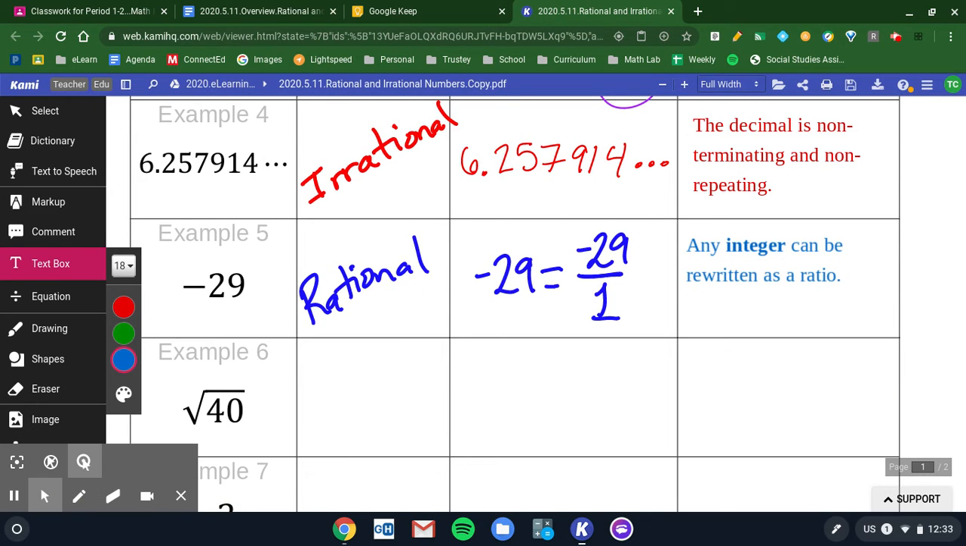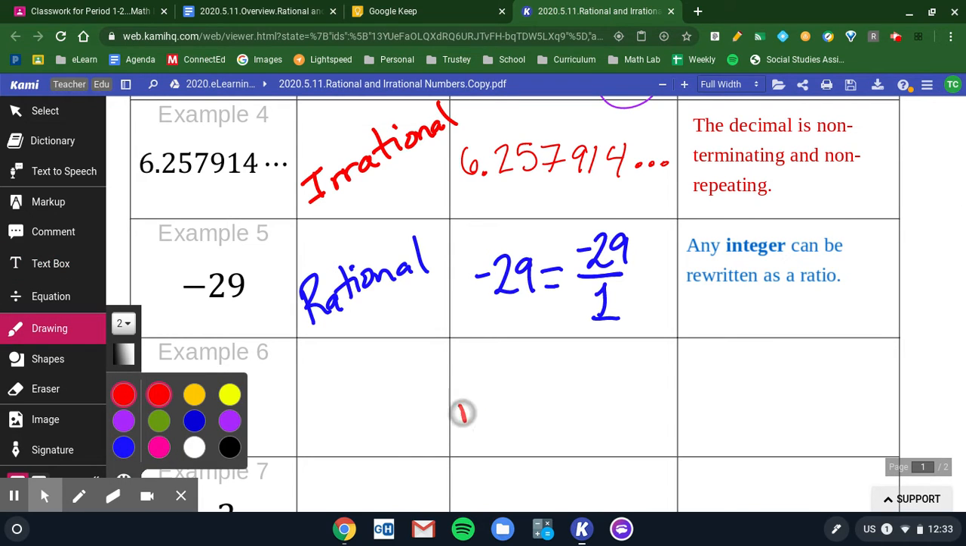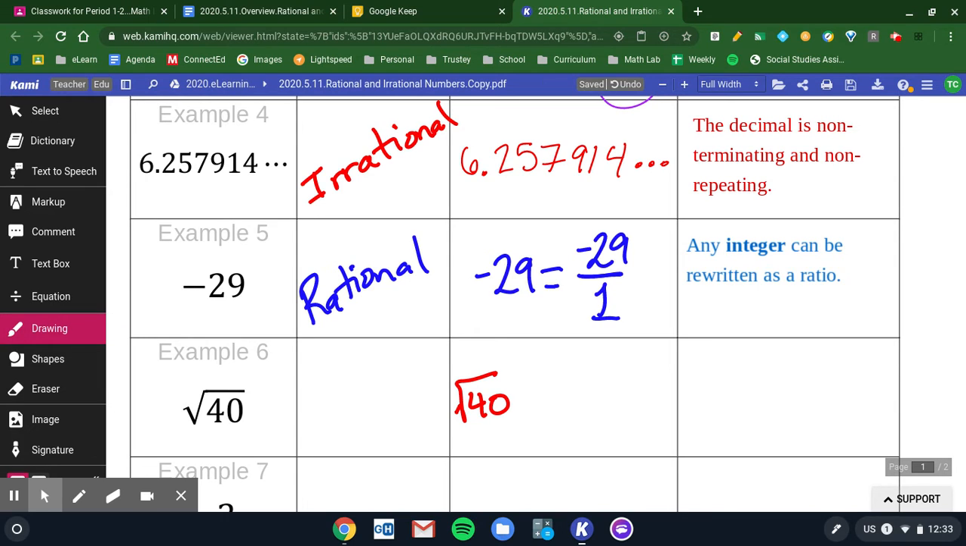And now we go onward to example 6, where we have the square root of 40. And I ask myself, do I know what the square root of 40 is? In this case, I don't. I know the square root of 49 is 7. I know the square root of 36 is 6, but I don't know what the square root of 40 is. So I turn to my trusty calculator, where we have a rather lengthy decimal here. And I got my hopes up that it was repeating for a bit.